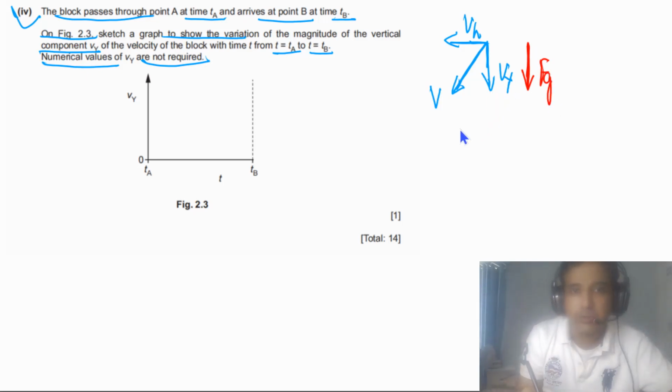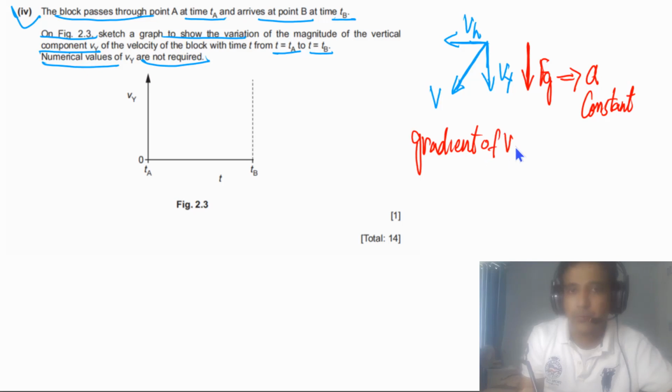So it simply means that Vy will increase with constant acceleration. As the resultant force is constant, acceleration is also constant. And here we have a V against t graph. So it means the gradient of the V-t graph has to be constant. Gradient of V-t is equal to a, and this one has to be constant. So simply we have to draw a line with positive gradient.